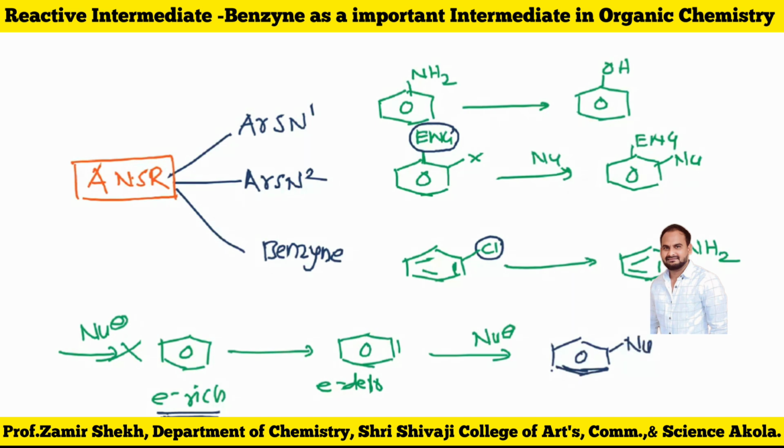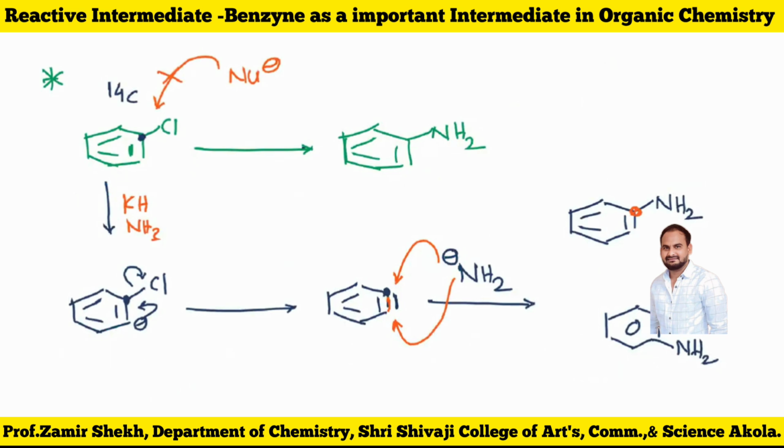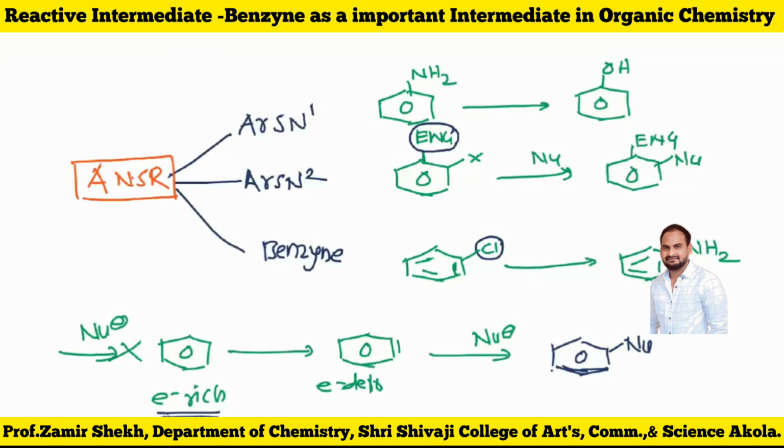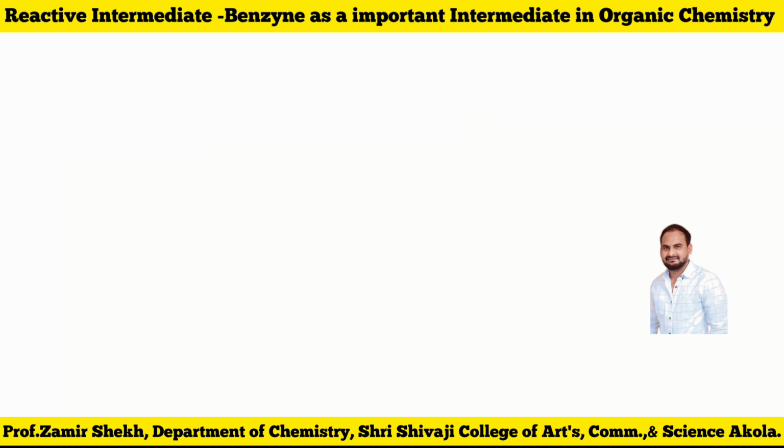Okay, got it? Look at this one now. This type of reaction is not possible because the molecule is already electron rich. But if I convert that molecule to benzyne, it is possible. Okay, got it? Now what happens when I take such a molecule where there is no hydrogen adjacent to, at the ortho position of, the halogen or any leaving group?